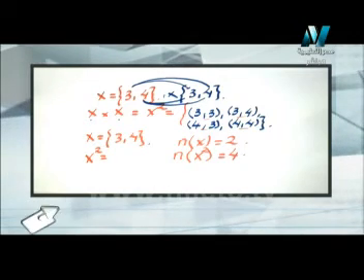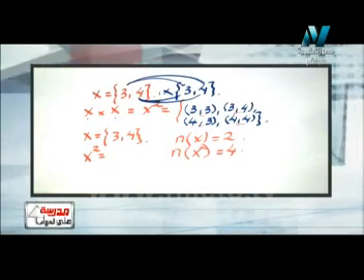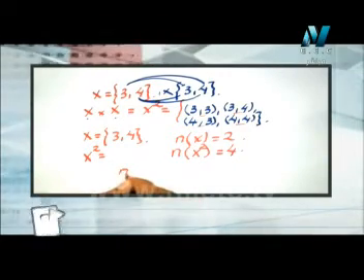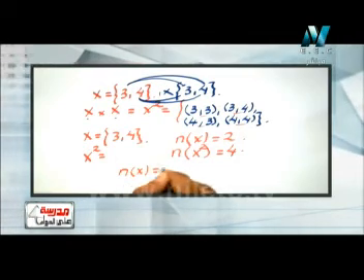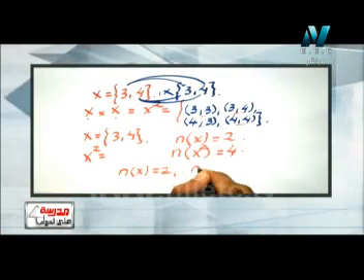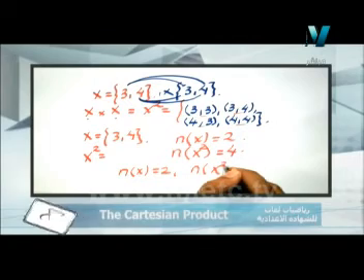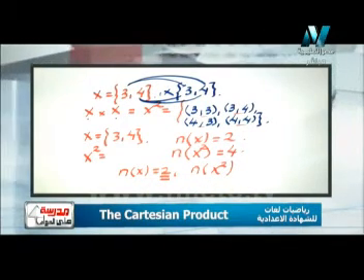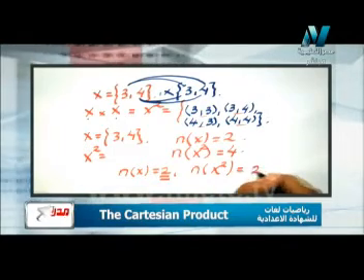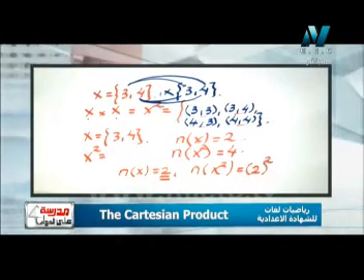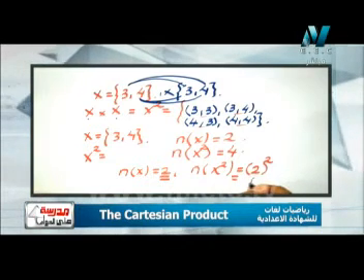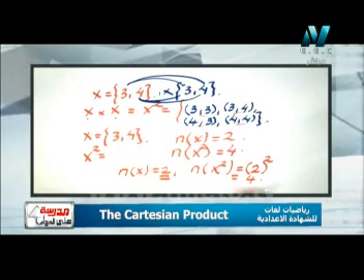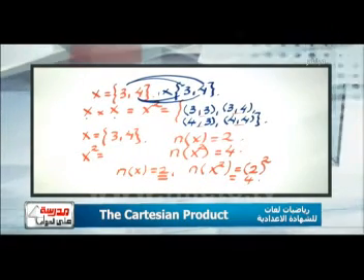Can you find the answer in another way? Sure. If n of x equals 2, then n of x squared, you can square the number of elements of x. So 2 power 2, which is 4. You can square the number of elements of x to get the answer.